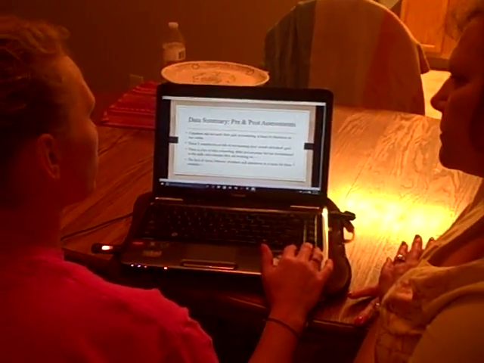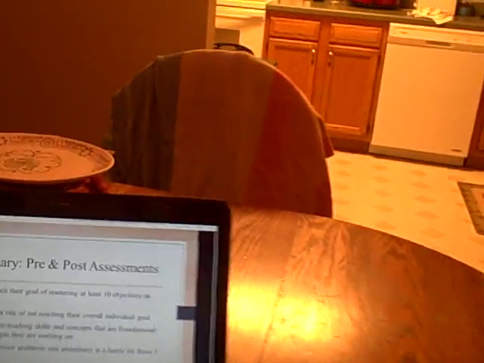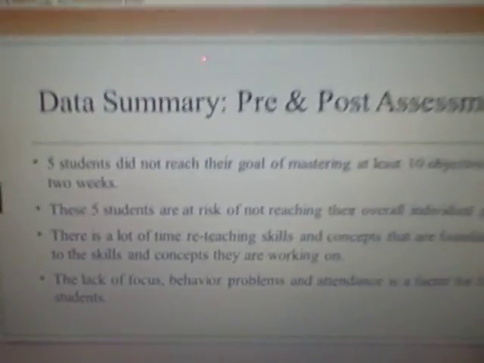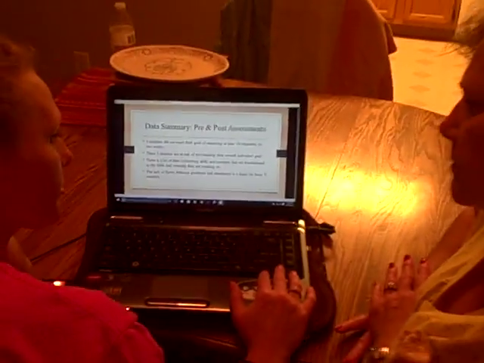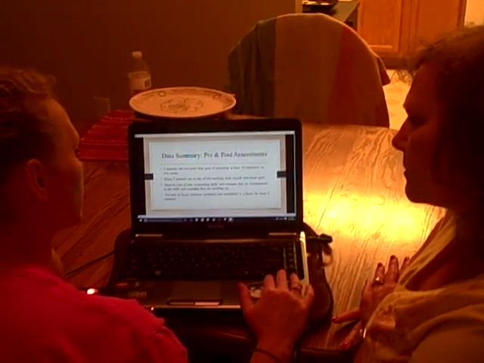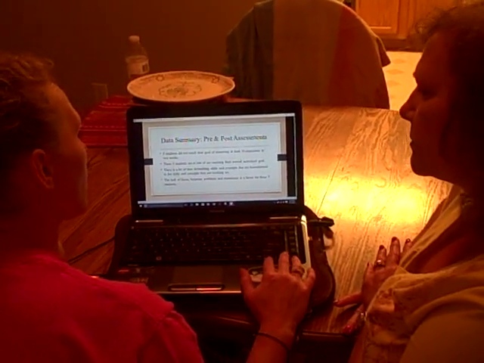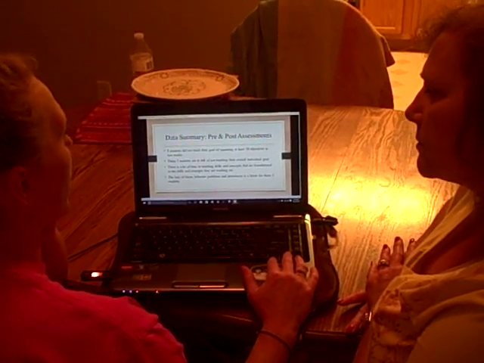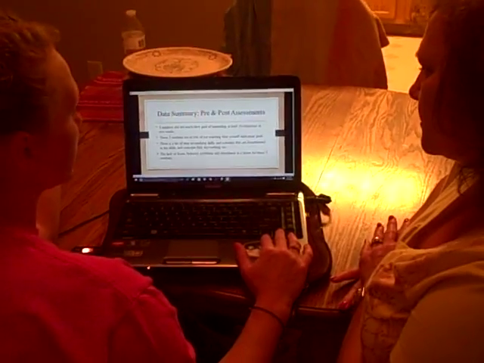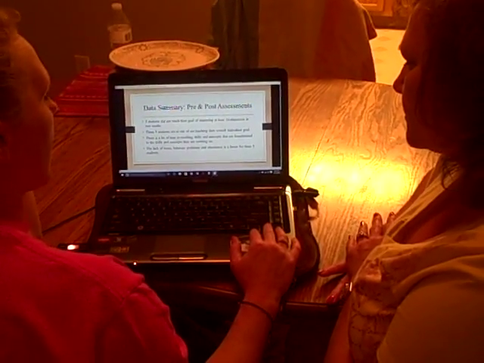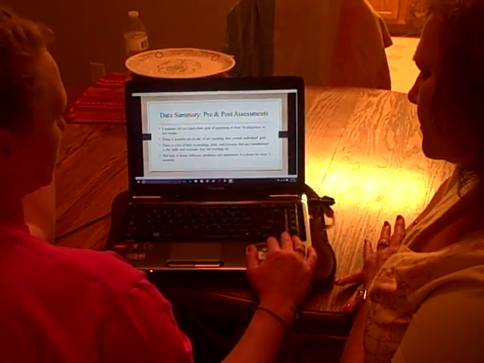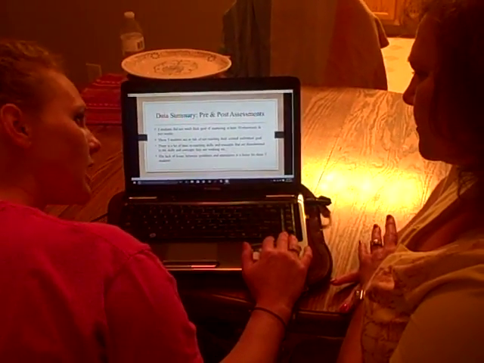The data summary for the pre and post assessments: 5 students did not reach their goal of mastering at least 10 objectives in 2 weeks. These 5 students are at risk of not reaching their overall individual goal. There is a lot of time spent reteaching skills and concepts that are foundational to the skills and concepts they are working on. So a lot of time is taken away from them actually working on mastering those 5 objectives, because of the reteaching, so they don't get as much time to work on those objectives.